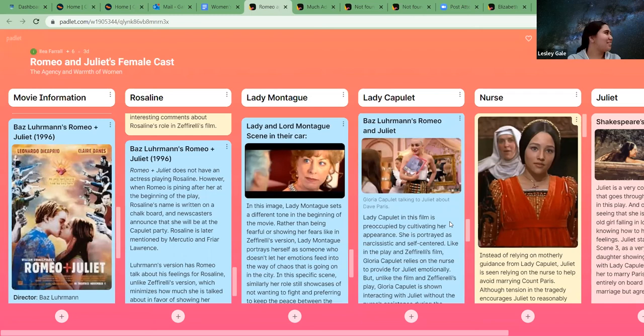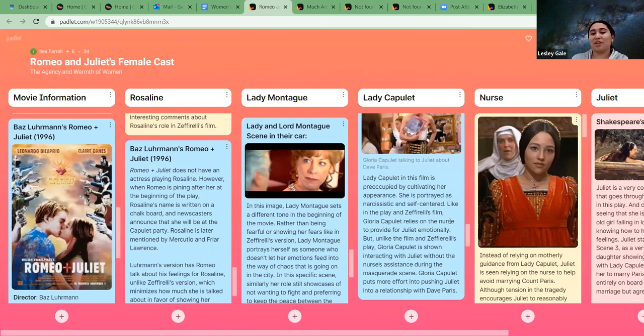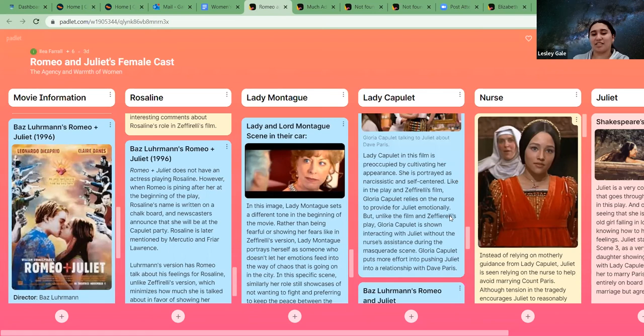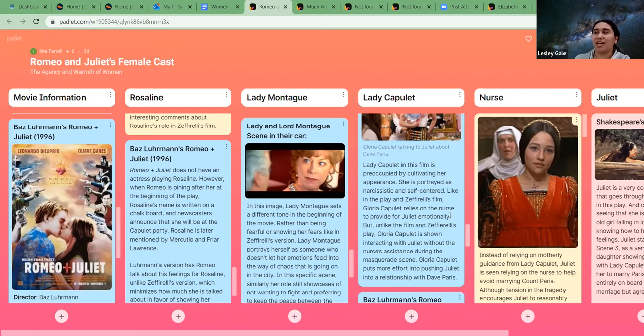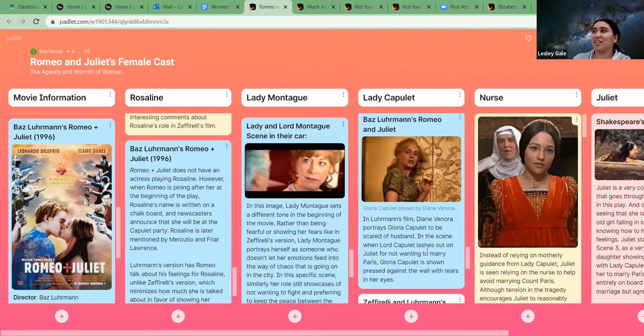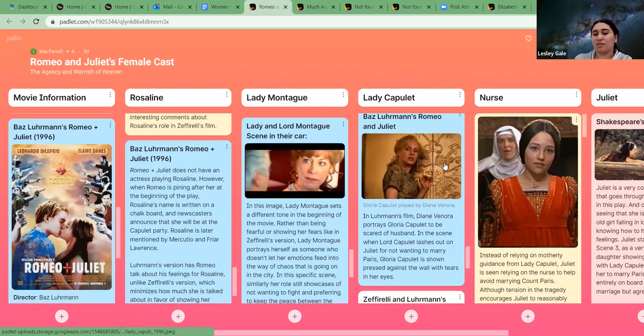In this film, Lady Capulet is preoccupied by her appearance, as she's self-centered and is not as dependent on the nurse. We can see it in the play and during the party, she often talks to Juliet and pushes her towards Paris. In this film, Lady Capulet is scared of her husband. You could see during the scene I mentioned earlier, she leaves Juliet to fend for herself out of fear, and she wanted to protect herself.